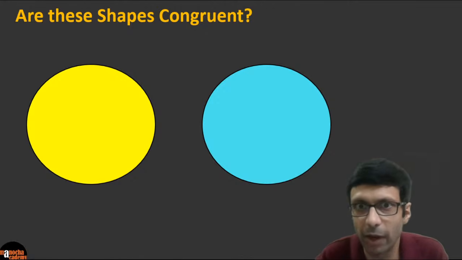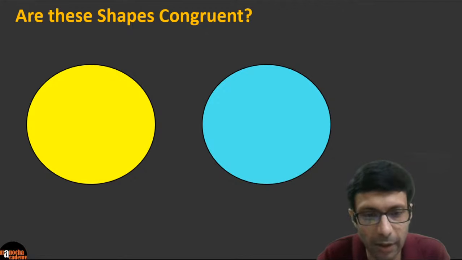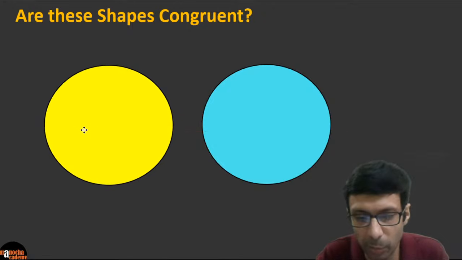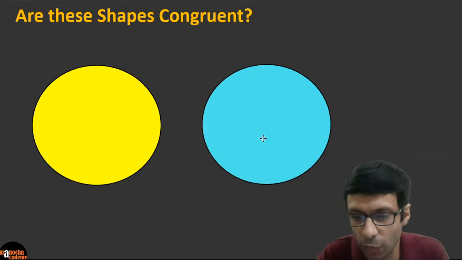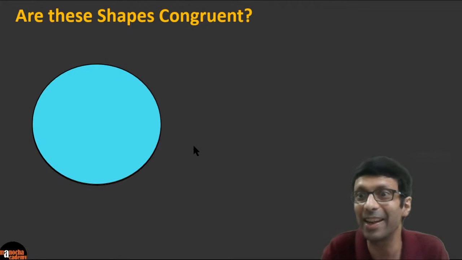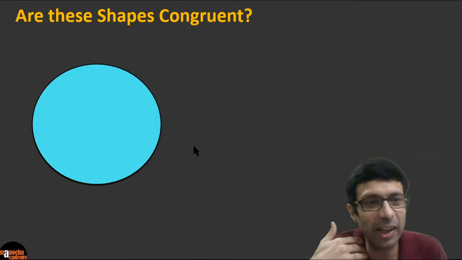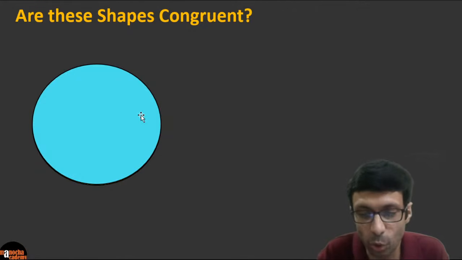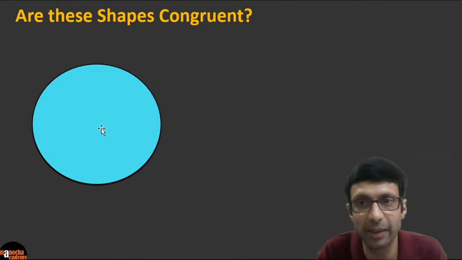So let's check. If I pick up one of these circles and try to overlap it with the other one, right? Let's pick up the blue one here. So if I pick up this blue circle, can you see? It's completely overlapping. It's like an eclipse, right? It's completely overlapping the other circle, right? So it totally is overlapping or hiding the yellow circle.